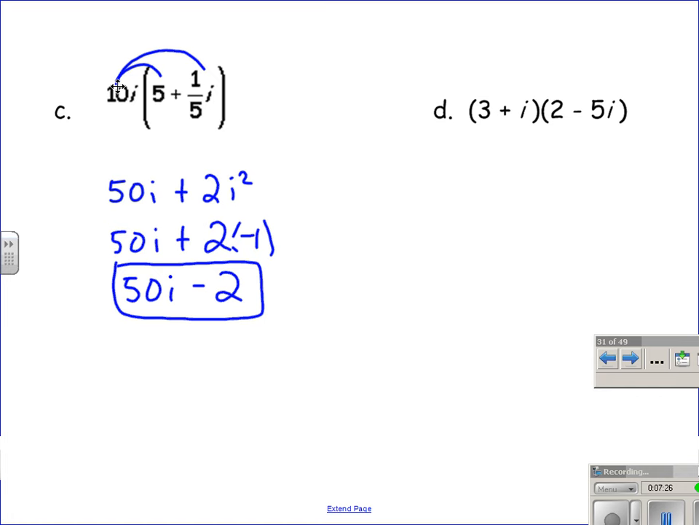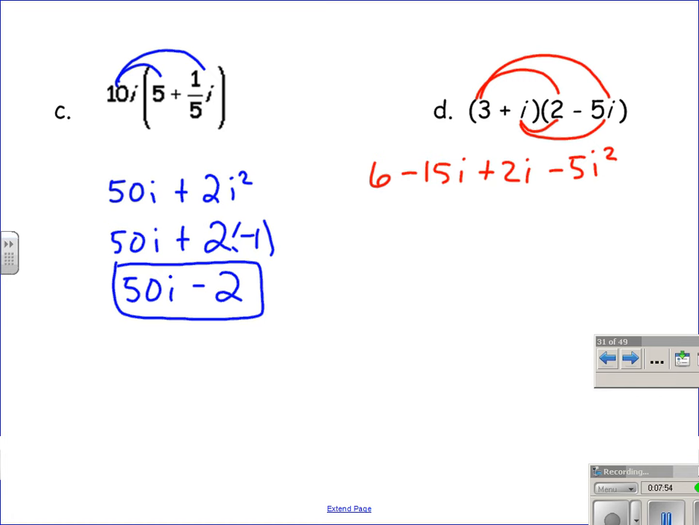Okay, part D. In this case, what we need to do is distribute the 3, and then we also need to distribute the i. So 3 times the 2 is going to give me 6, and 3 times the -5i is going to give me minus 15i. And then I have the i times the positive 2 is going to give me plus 2i, and the i times the -5i is going to give me -5i squared.